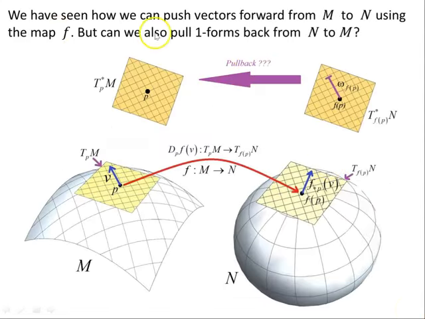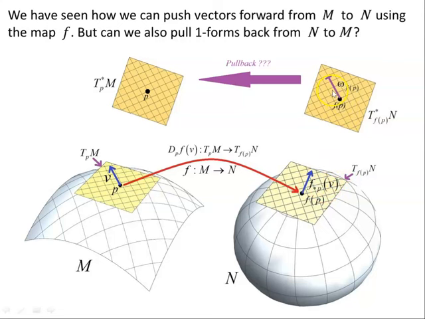All right. We have seen how we can push vectors forward from M to N using the map f. Here's the induced mapping here. Remember the Jacobian of f acting on the vector v. So the Jacobian matrix of f evaluated at the point p multiplied by the vector v. That's a mapping from the tangent space of M at the point p to the tangent space of N at the point f of p. So it's taken this vector here and pushed it forward.